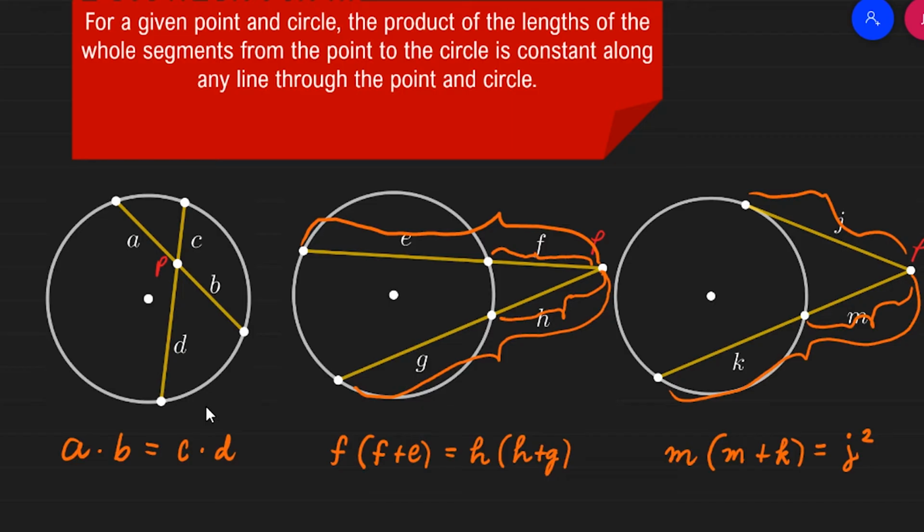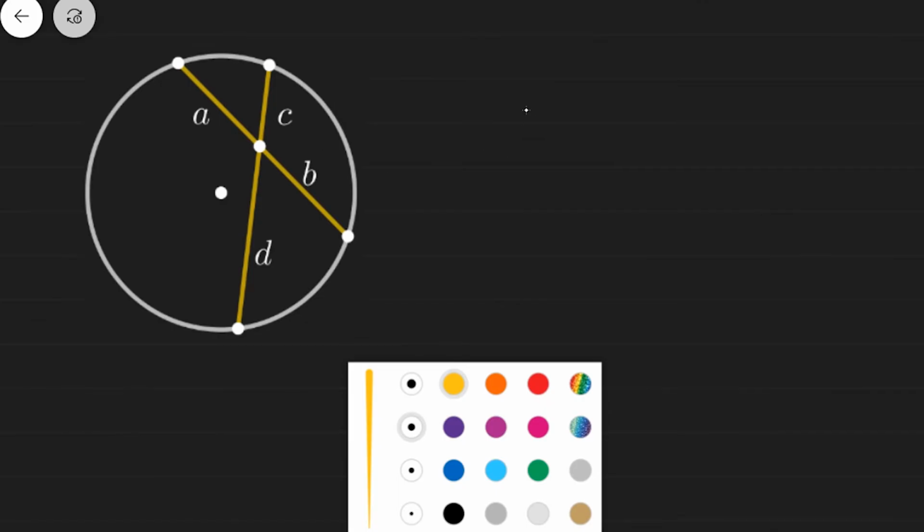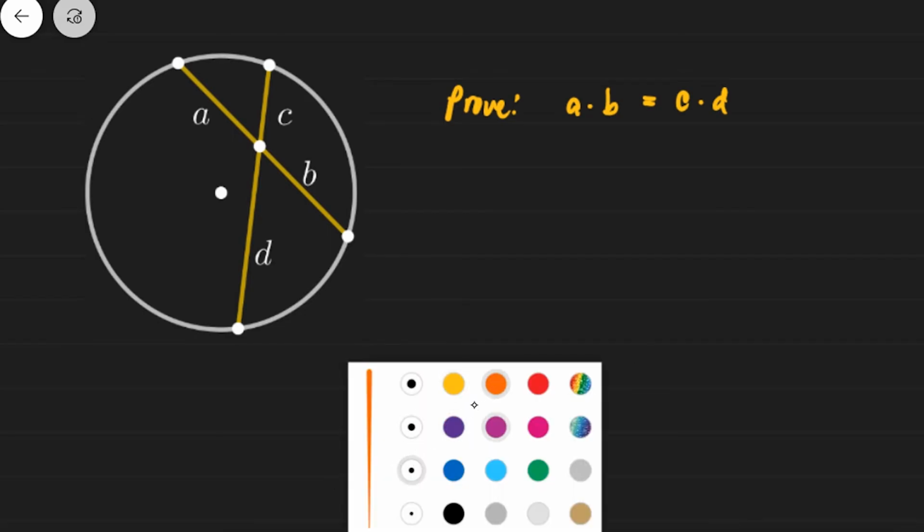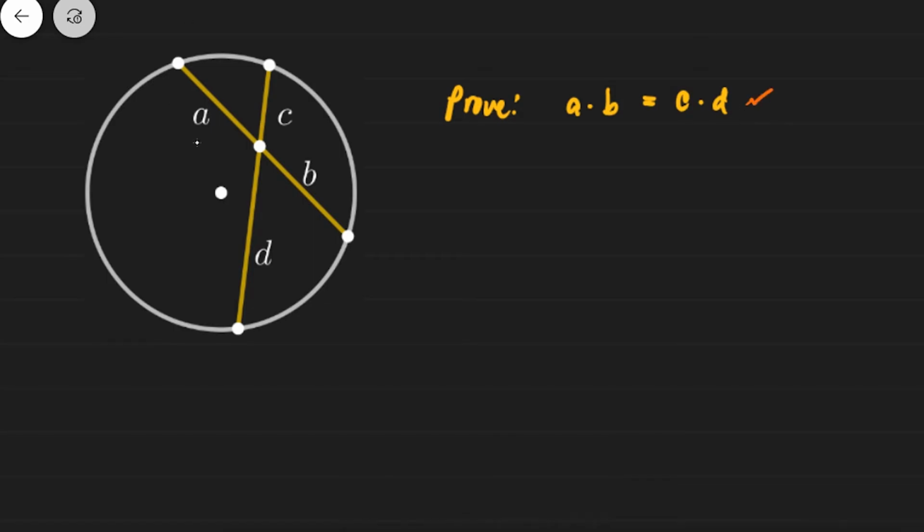Let's try to prove case number 1. For case number 1, I'm going to prove that A times B equals C times D. So let's prove this informally. The first step is for us to create two triangles. Actually, the proofs of the power theorems rely heavily on the concept of similar triangles. So we need to form similar triangles, and then using the concept of sides being proportional, we can show this product. So in this case, let's form two triangles. So let's connect these two segments.